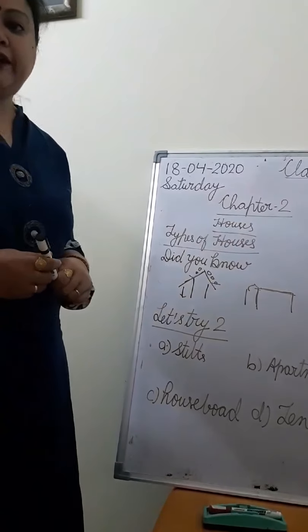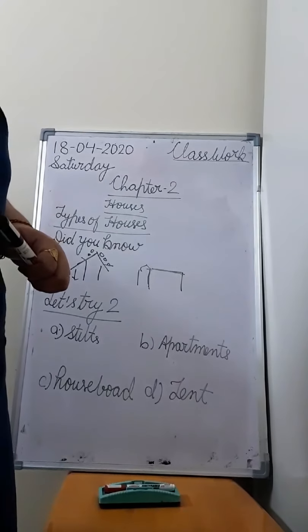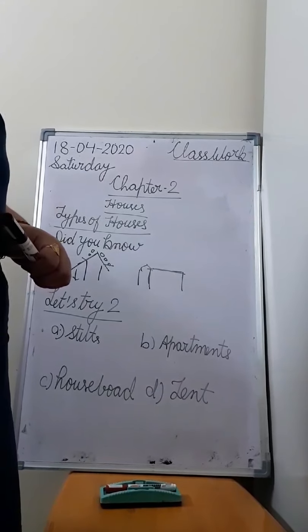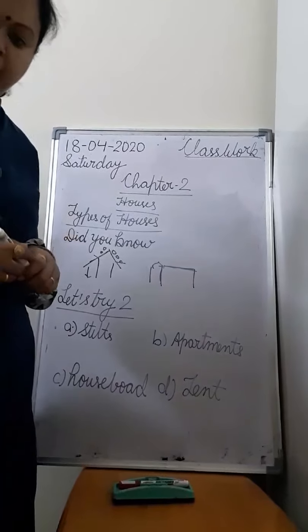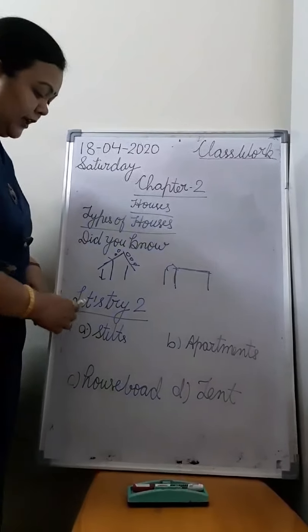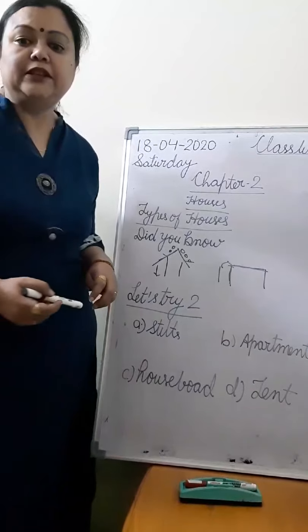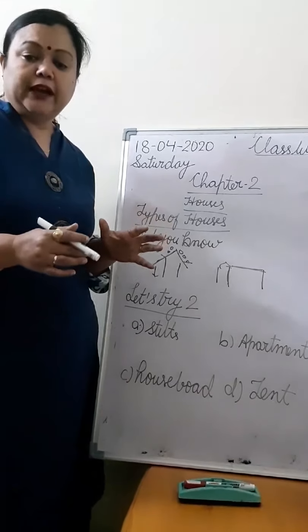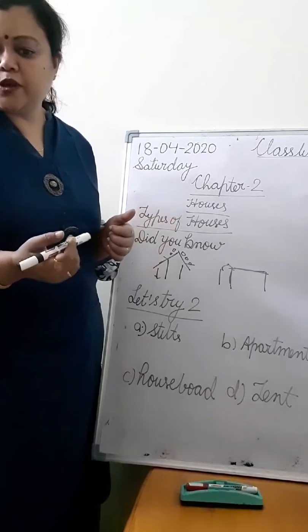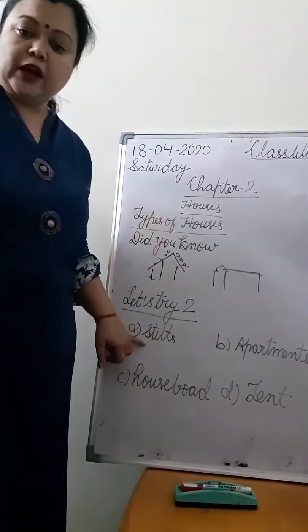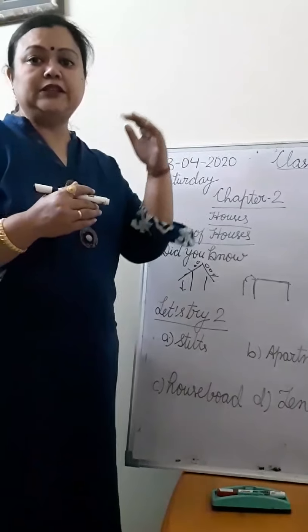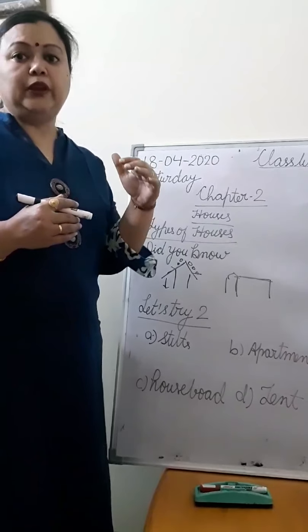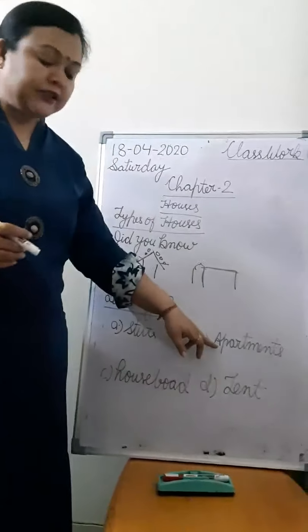Next, let's try, on page number 19. On page number 19, four different types of house pictures are given. The first one, A, you will identify, but you can see that it is made on poles and it also has a ladder, so this is the house which is called stilt. Then you will find that a house is built one on each other, and it's multi-storey. One flat is on another flat, so that is the apartment.